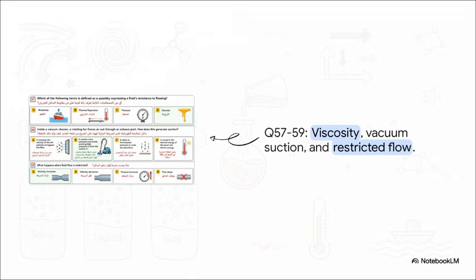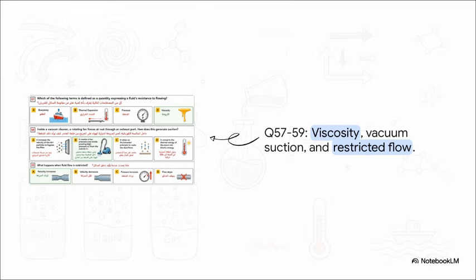Okay, rapid fire time for 57, 58, and 59. Question 57. Which term expresses a fluid's resistance to flowing? That's the textbook definition of viscosity. Answer D. Question 58. Inside a vacuum cleaner, how does forcing air out generate suction? It creates a low-pressure area inside which automatically draws the high-pressure air from the outside in. That's answer B.